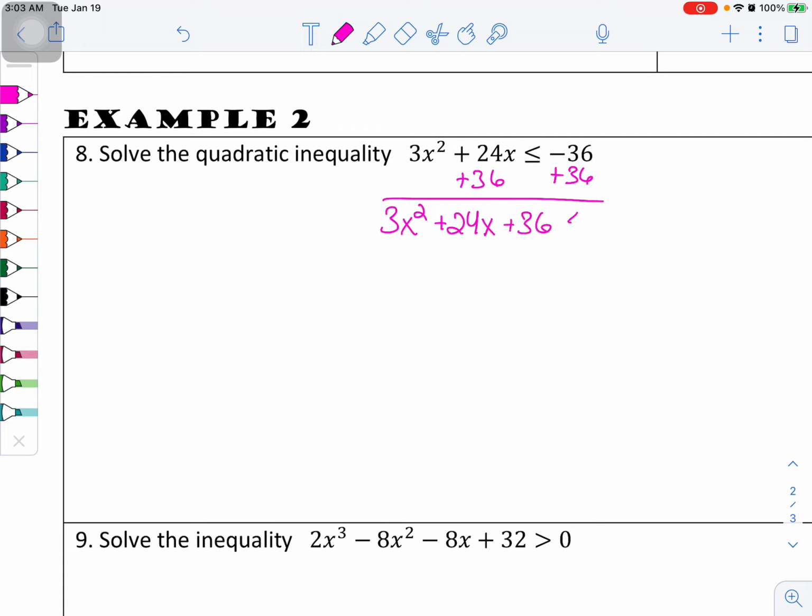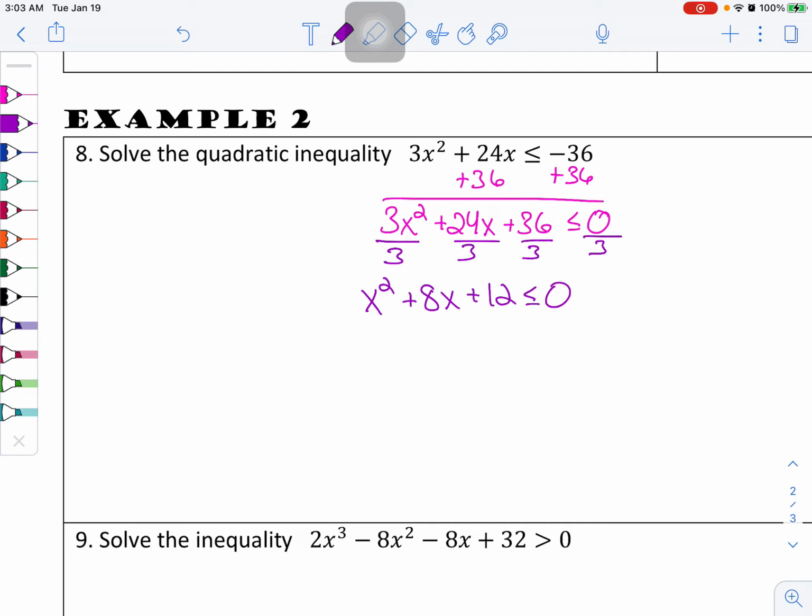And what I'm doing here is I'm adding 36 to both sides, and now I have an inequality that's compared to 0. I now want to look at this left side and see what I can do to factor it. So I notice 3, 24, and 36. I can divide every single part of this problem by 3. So x squared plus 8x plus 12 is less than or equal to 0.